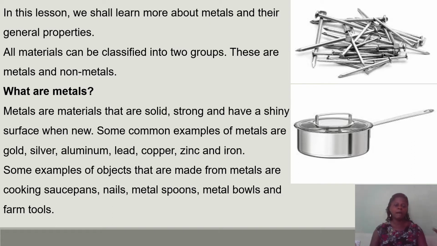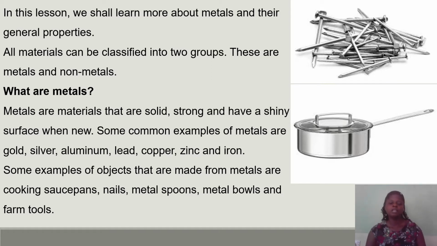So we are saying that metals are materials that are solid, strong, and have a shiny surface when new. So if you look at the cooking pot in your shot, you can see that it is very shiny because it is new. That is one property of metal. When it is new, it is very shiny.